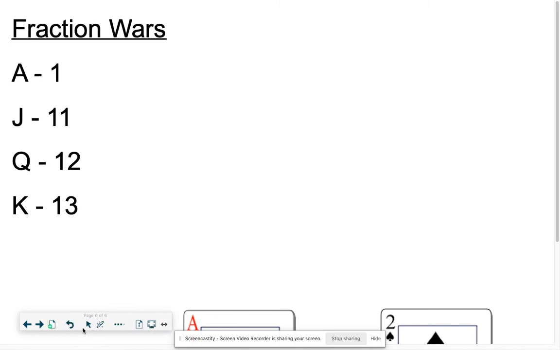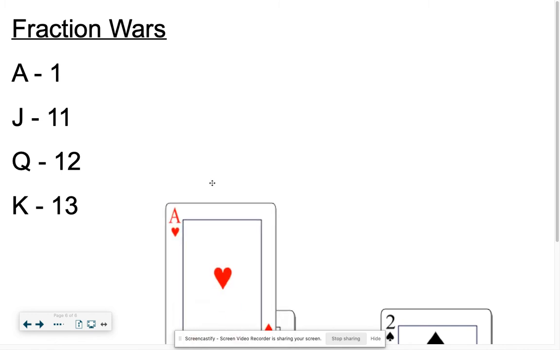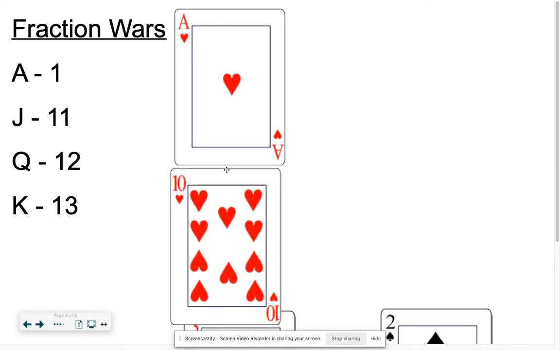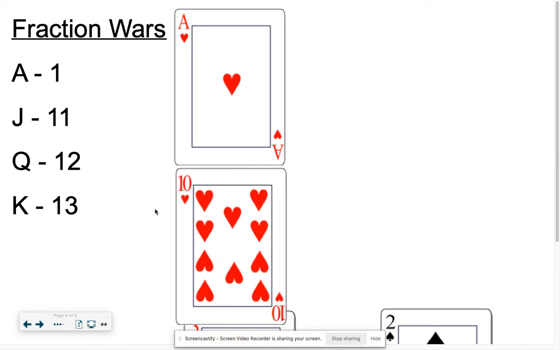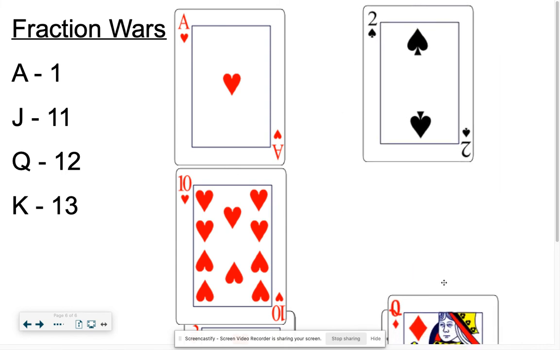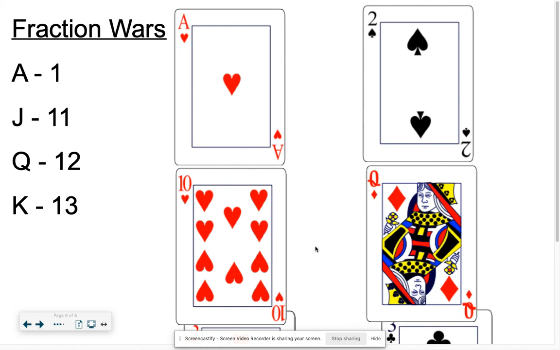Here's how to play. In your deck of cards, you split the deck evenly amongst the amount of players. You can play this with more than a partner, but it gets a little trickier. So best to try to play it with just a partner pair here. The first thing you do is the first person will take their top card and put it on top. And their second card will go on the bottom, and that will make a fraction.